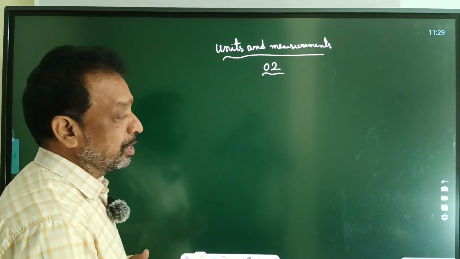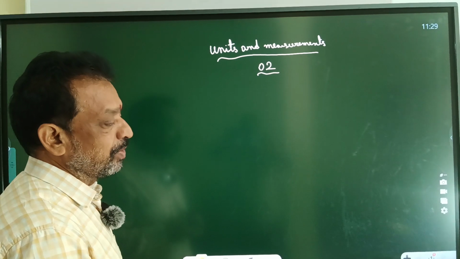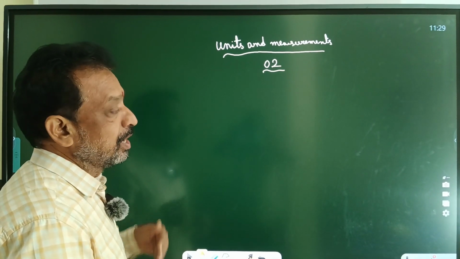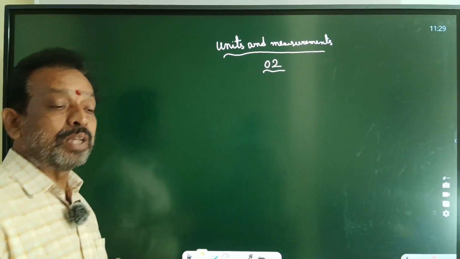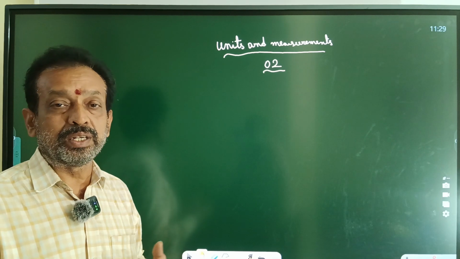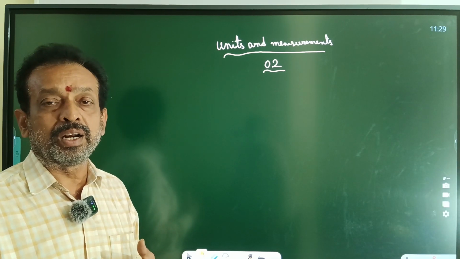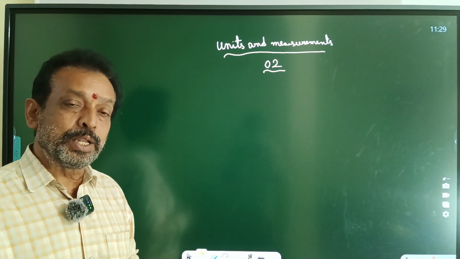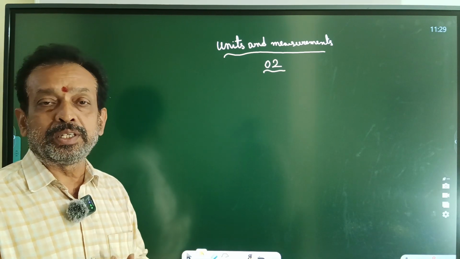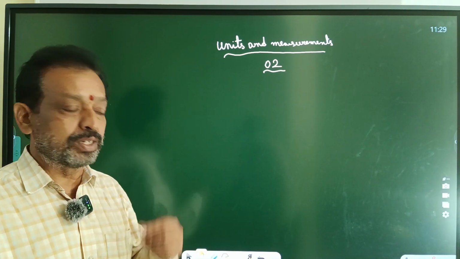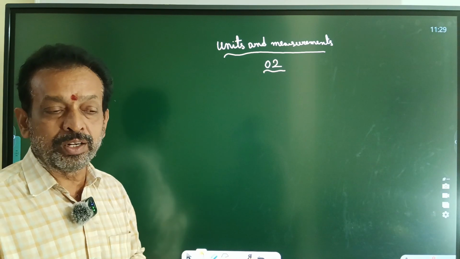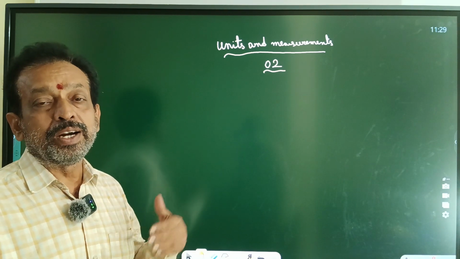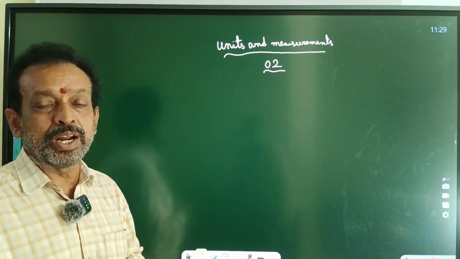So we only talk about the fundamental quantities. How many fundamental quantities are there? There are 7. And what are they? Mass, length, time, temperature, current or electricity, luminous intensity or illumination or brightness, and the last one you can say substance or mole. We discussed it, and also two supplementary quantities are there: plane angle and solid angle.